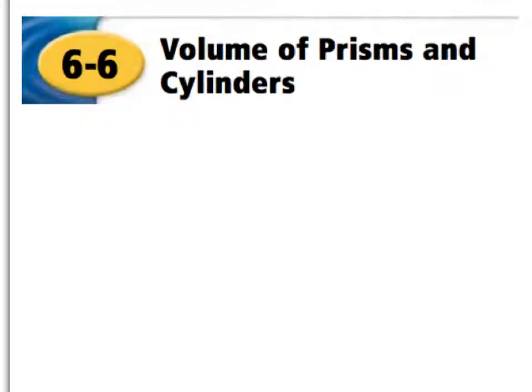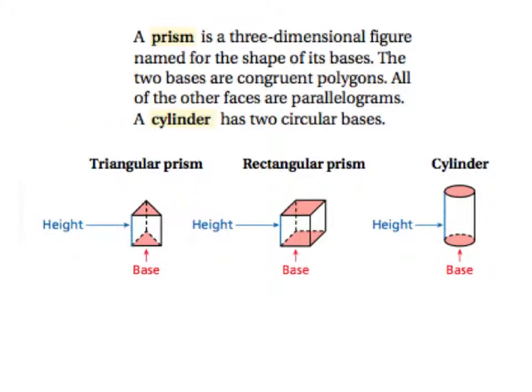Hey guys, in 6-6, we're learning about volume of prisms and cylinders. So a prism is a three-dimensional figure named for the shape of its bases. The two bases are congruent polygons, meaning that they're the same, like these two bases are the same. All of the other faces are parallelograms. A cylinder has two circular bases.